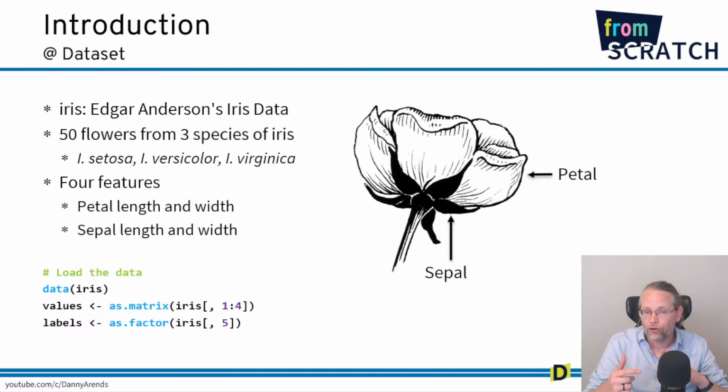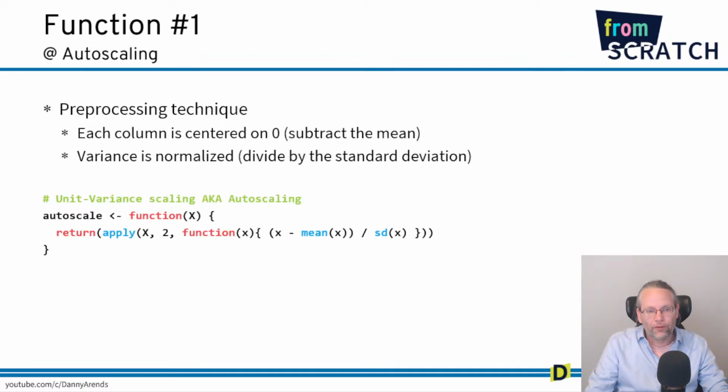Be it setosa, versicolor, and virginica. All right. So once we have loaded our data, we need to autoscale our data. So autoscaling in PCA is done to remove the effect of scale, right?